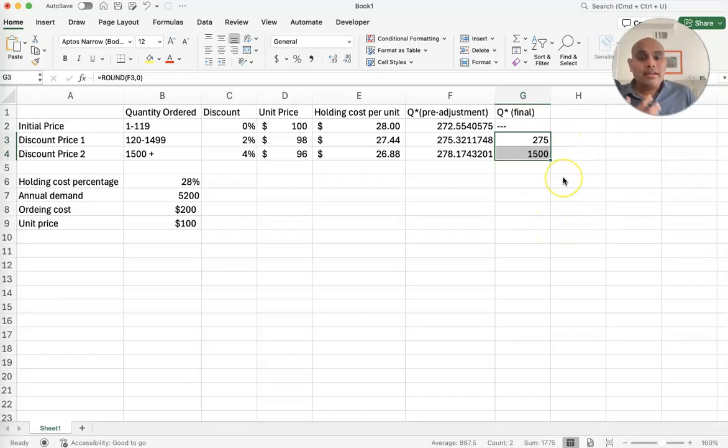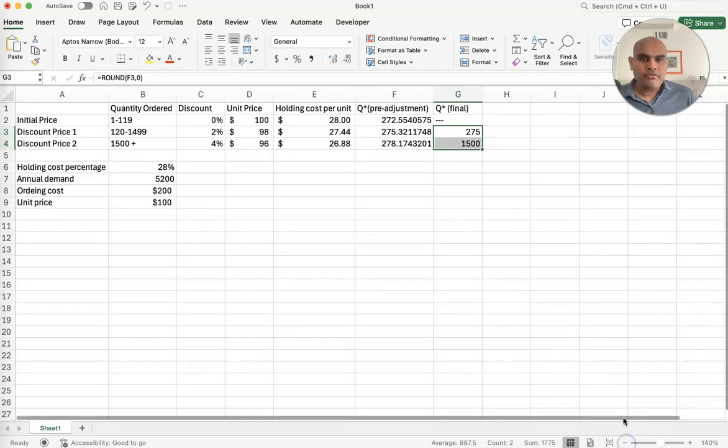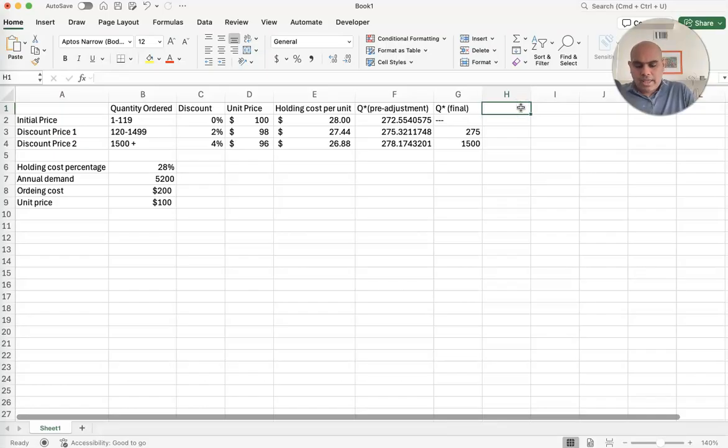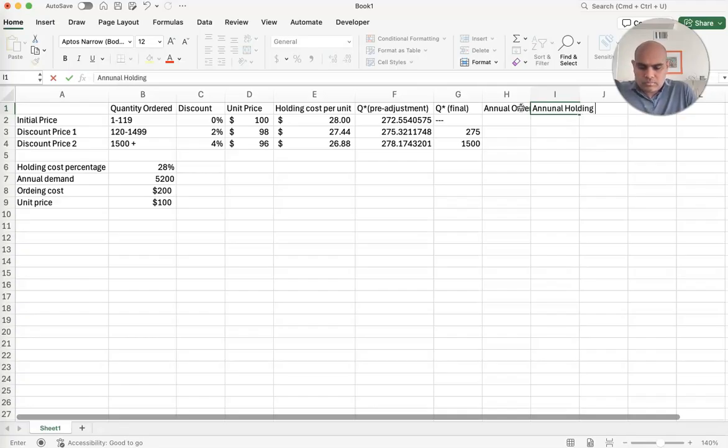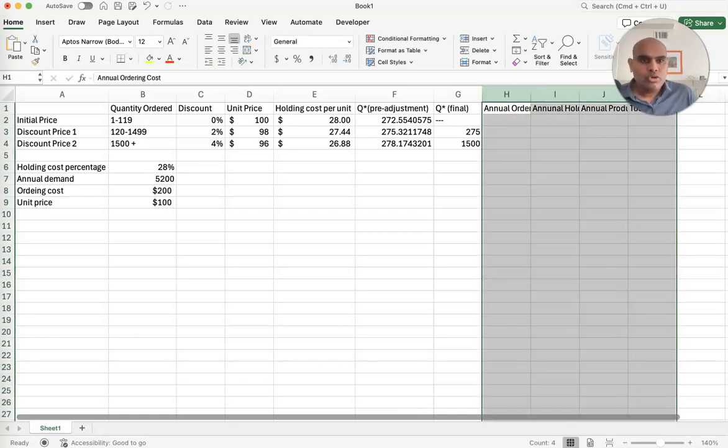So to do that, we'd calculate the total cost. So what I'm going to do is make this slightly smaller so I can accommodate a few more columns. We are going to calculate the annual ordering cost. We'll calculate the annual holding cost, and the annual product cost. So three costs, then finally the total cost. So four costs rather.